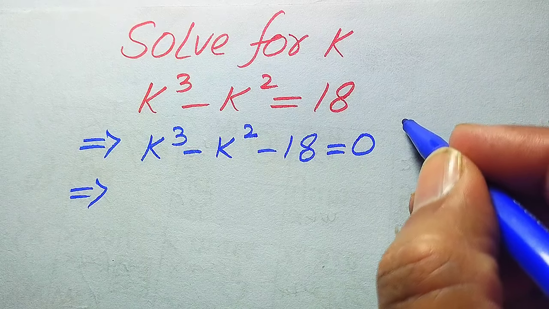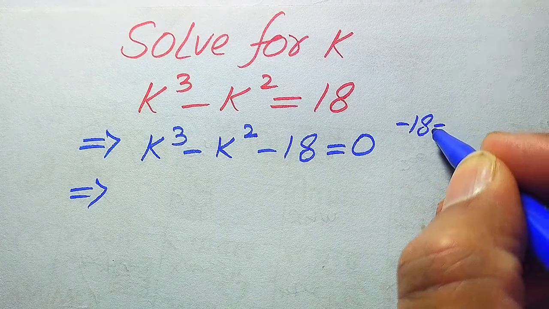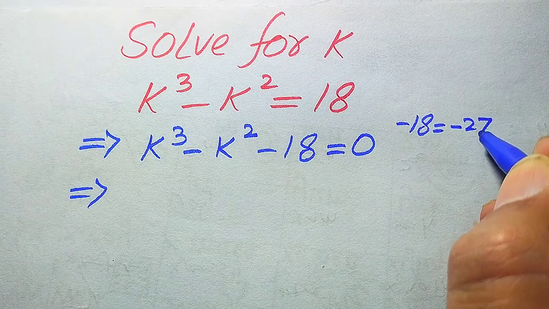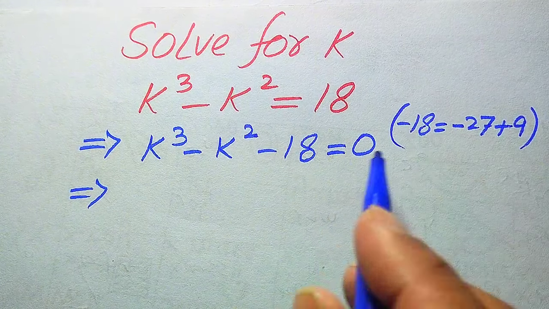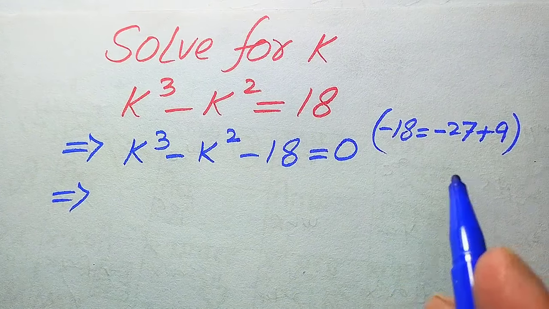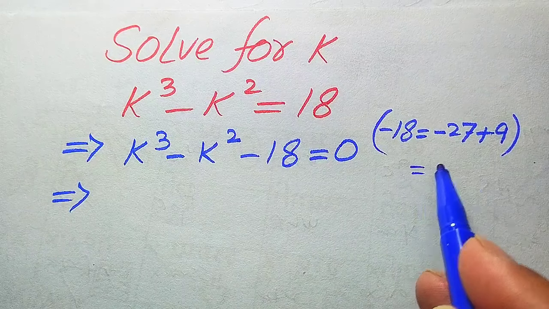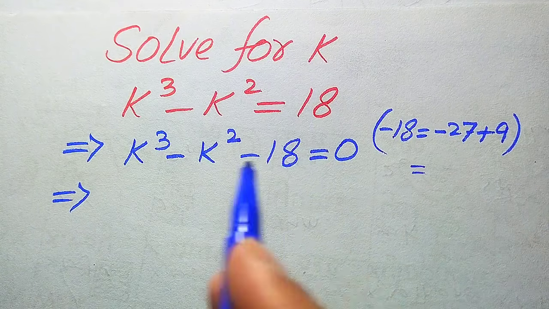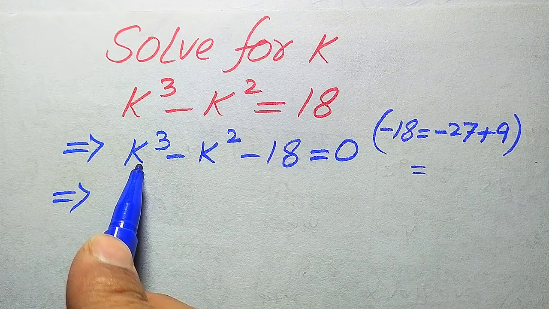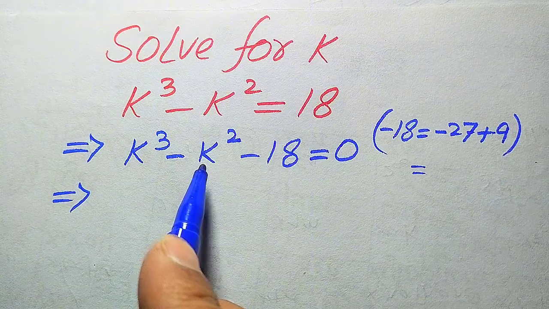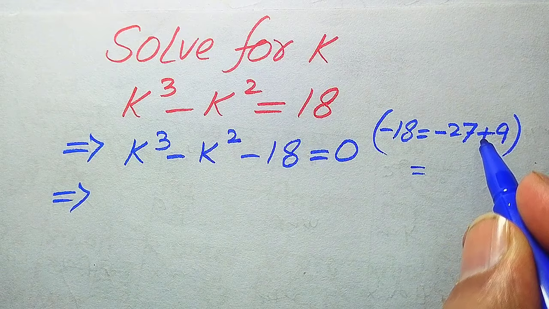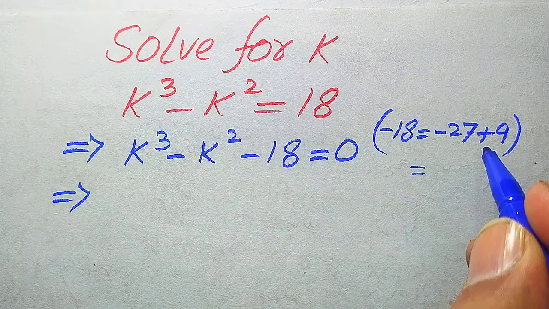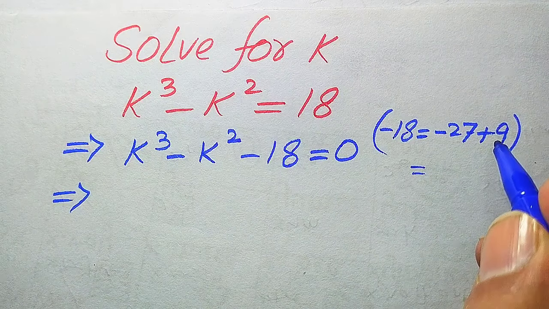And now in the next step we need to break this minus 18, because we know that minus 18 is equal to minus 27 plus 9. So here we write this minus 18 in this form. The reason for choosing these two numbers is that here we have one cubic term and one square term, so we need to choose two numbers in which we can convert one number into the cubic form and the other into the square form.